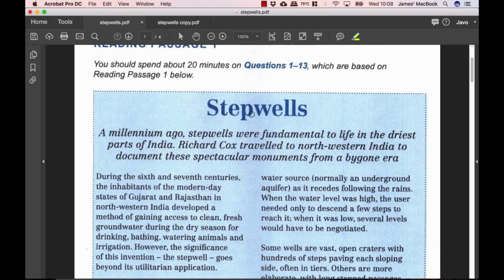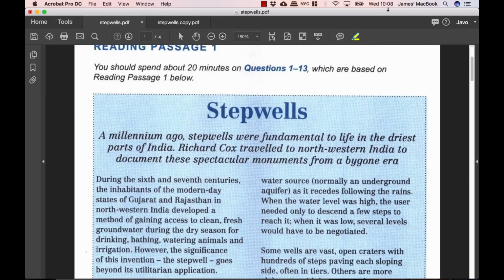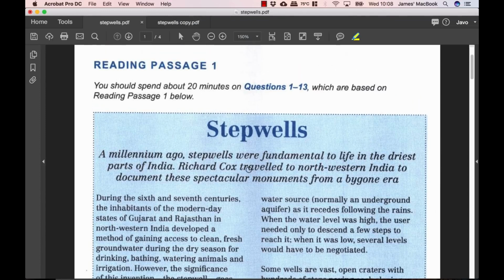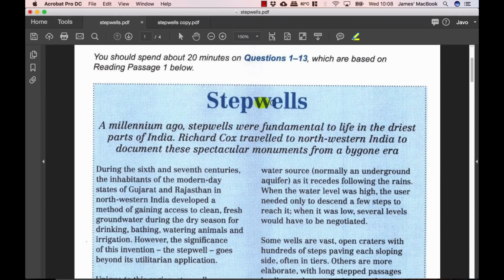Okay, so let's begin. Have a look at the time. It's 10:08, and we're going to give ourselves 18 minutes, so that's 10:26. Let's begin. So, step wells. Wells are things that contain water. So a millennium ago, 1,000 years ago, step wells were fundamental to life in the driest parts of India.